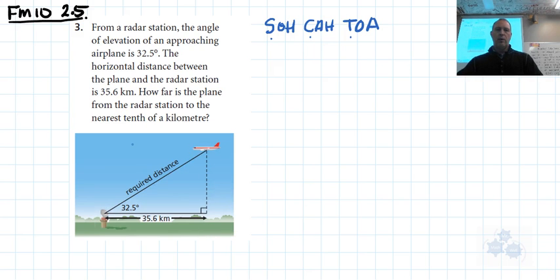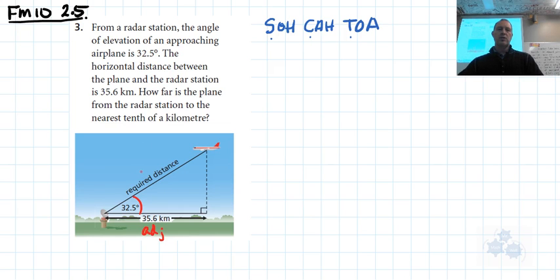So what we'll do now is we'll say, okay, this is our angle. And I'm given this side. According to this angle, what side is this? Is this the opposite, the adjacent, or the hypotenuse? Which one is it? Very good. This is the adjacent. That's very important for you to recognize that.